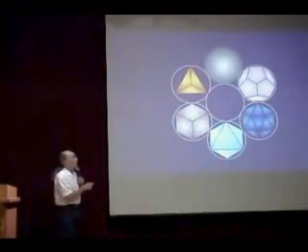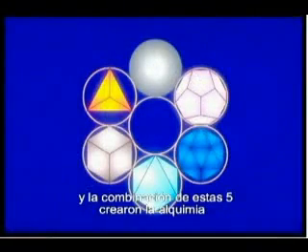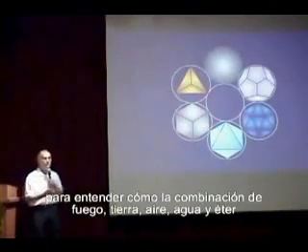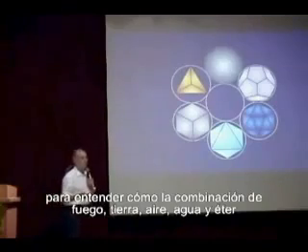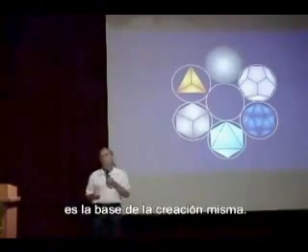And the combination of these five forms created a discipline called alchemy, where the understanding of the blending of fire, earth, air, water, and ether were what created everything and were the basis of creation itself.